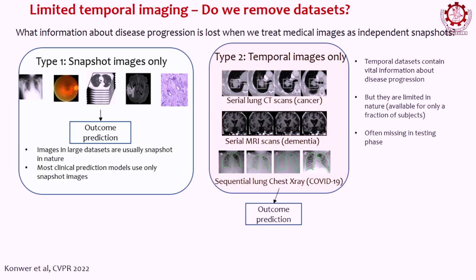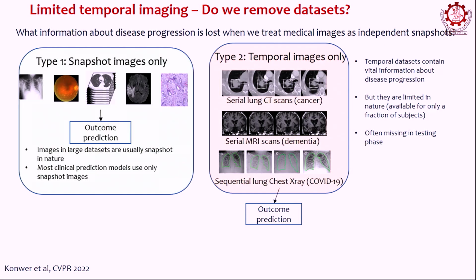Temporal images are very limited, and temporal images can be serial lung CT scans or serial MRI scans, typically for Alzheimer's disease. There is this ADNI data set, you can look it up. You have images taken for patients over time to look at how they cognitively decline. You can have sequential chest X-ray scans like our COVID example that we saw in our earlier slides.